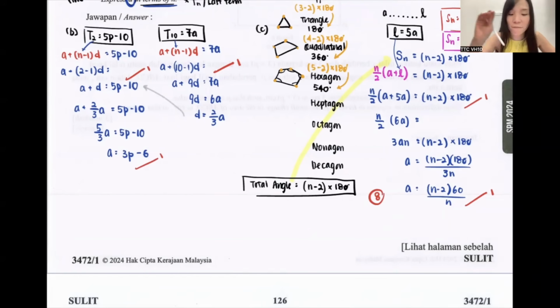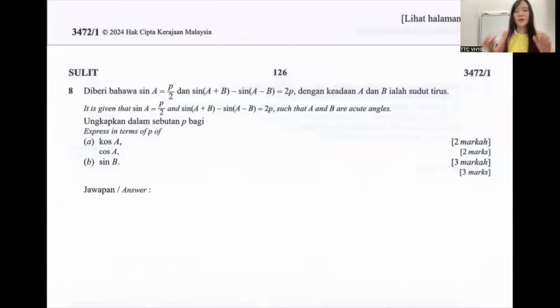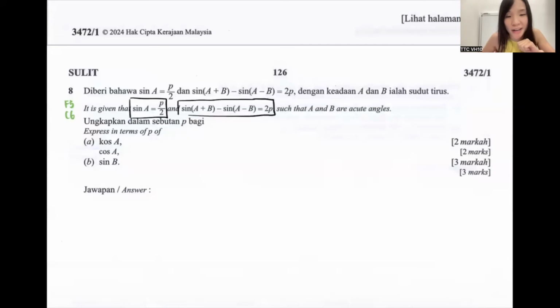I move on. 5, 4, 3, 2, 1, go. Question 8. Guys, I saw sin cos tan, I straight away know the chapter you hate the most: chapter 6, trigonometric functions. So they say it's given that sin A equals p over 2, sin (A plus B) minus sin (A minus B) equals 2p, such that A and B are acute angles. That's what they say.